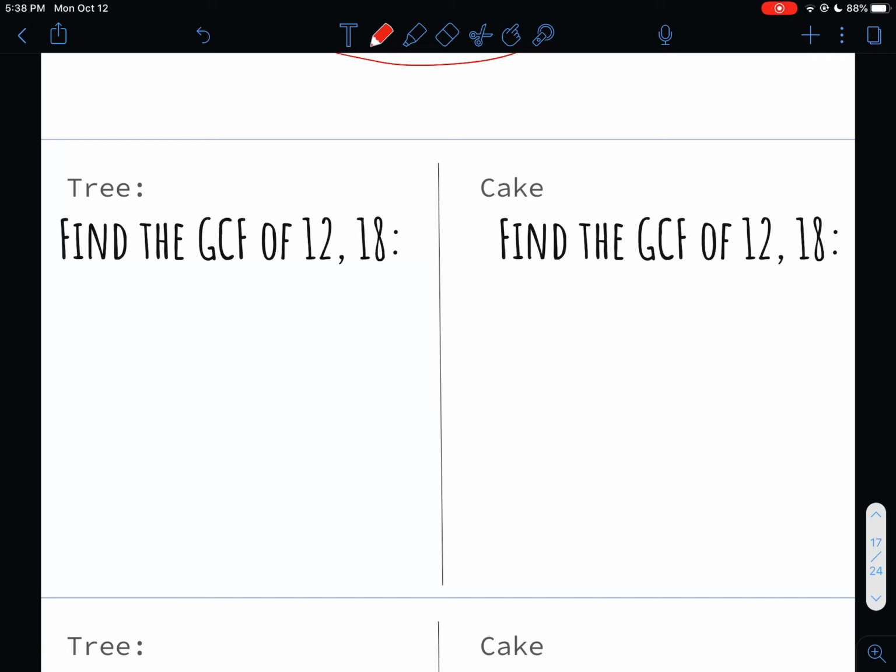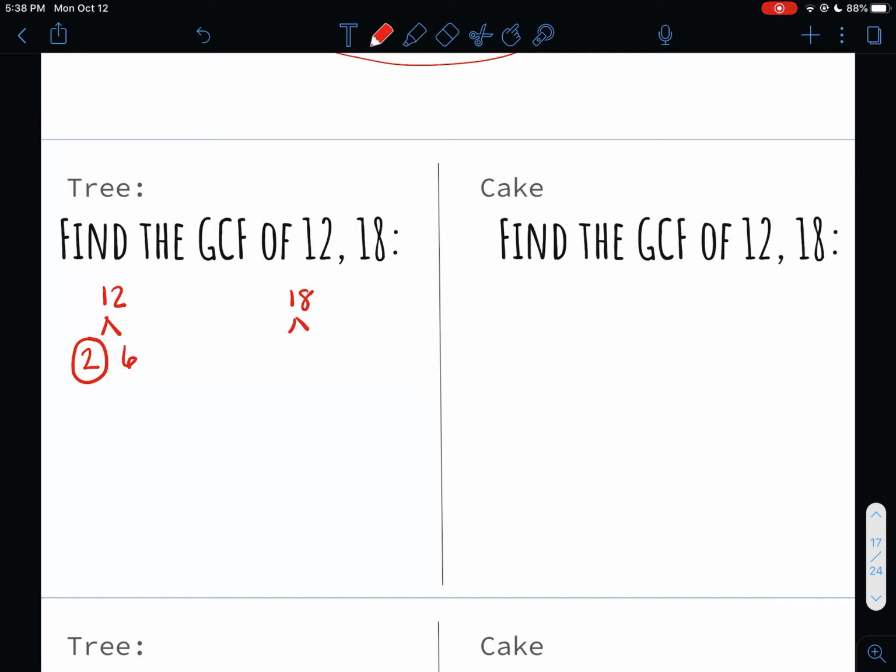So if we're trying to find the greatest common factor of 12 and 18, I want you to make your factor trees for both 12 and 18 to find the prime factorization. So I want you to write that down, and then we'll do it together if you're doing this with me. So copying this down in your notebook. So 12 would break down into 2 times 6.